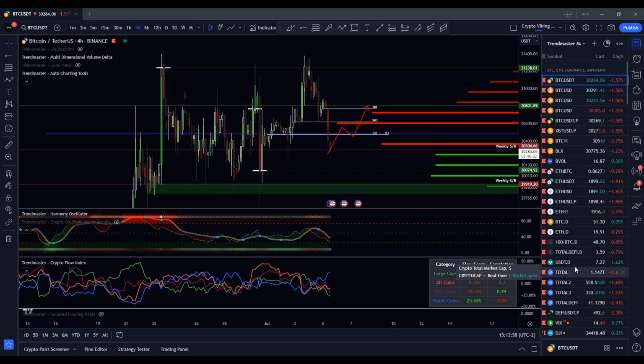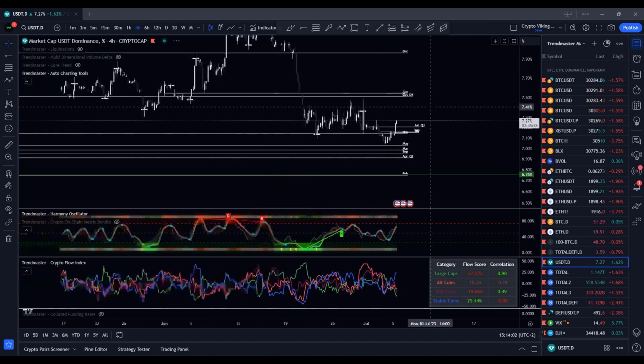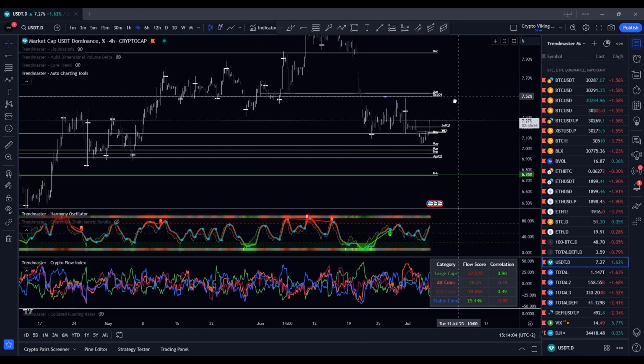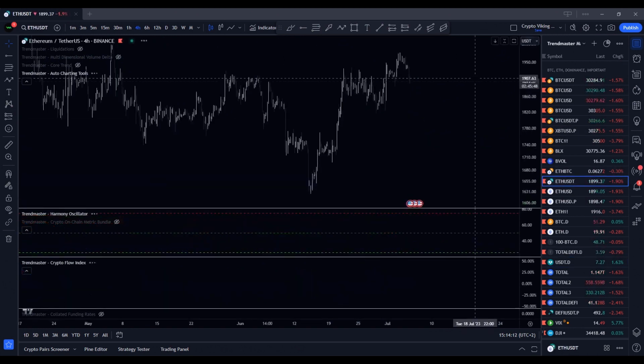Alts right now, USDT dominance is up. Look at USDT dominance. It's increasing. It's been increasing since Monday after dumping pretty hard. So I don't know. People get way too emotional and it pisses me off. But what are you gonna do?